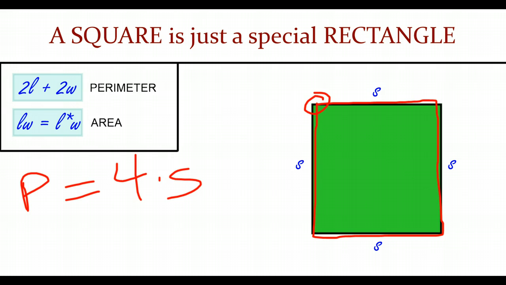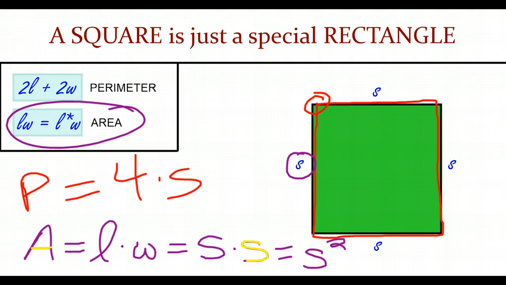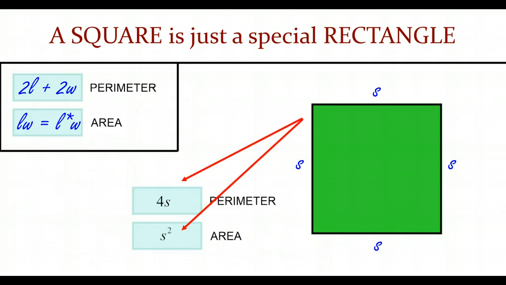Now if we plug the length and width into the area formula of a rectangle, with the fact that all of our sides are the same, the area of this rectangle is just the length times the width. Well, the length of this square is the side. The width of this square is the side. And as you remember from the lesson on powers and exponents, this then is just the side multiplied by itself twice, or the side squared. So the perimeter of a square is 4 times the side, and the area of a square is side squared.